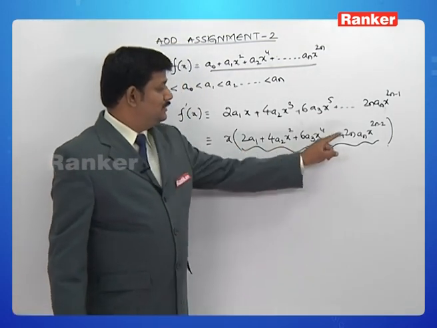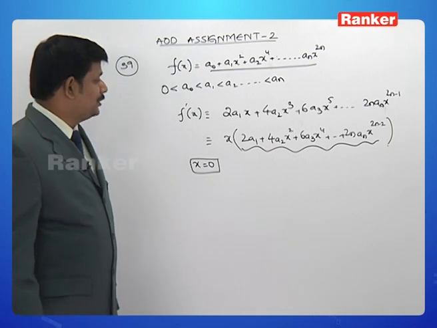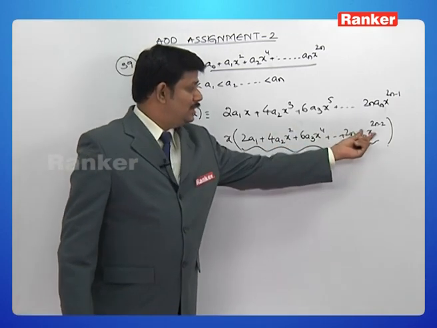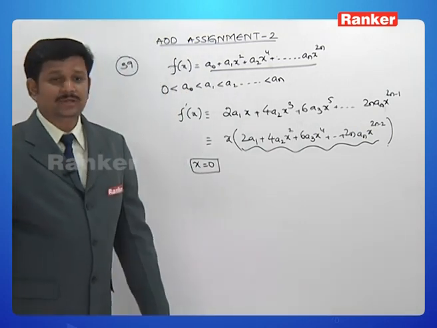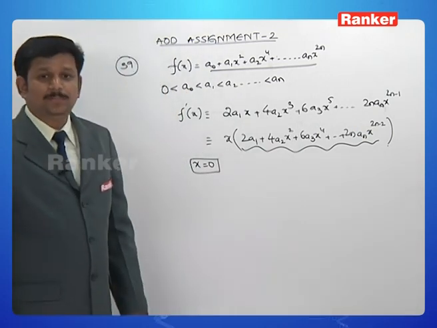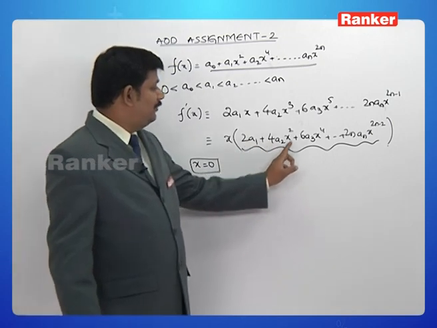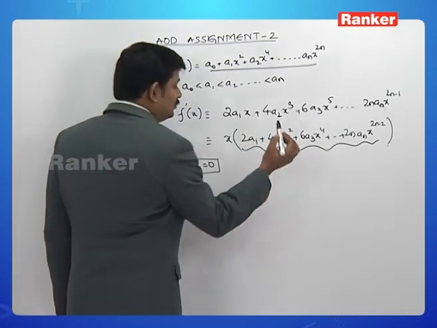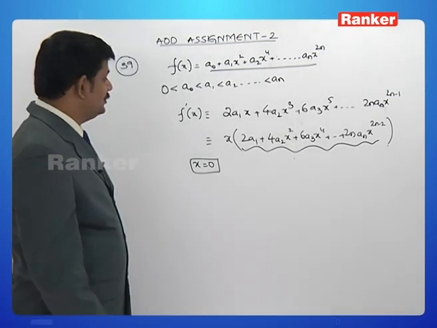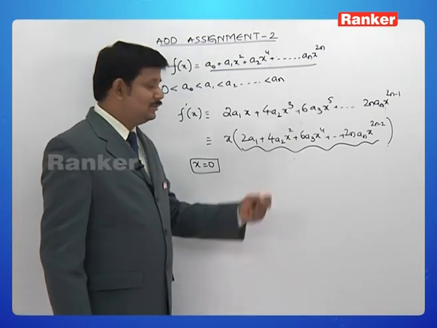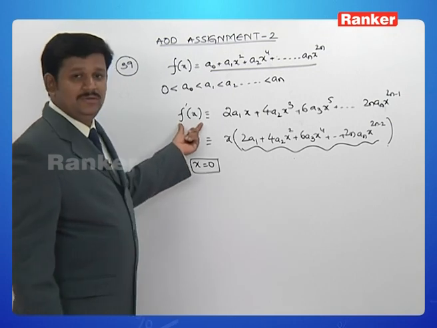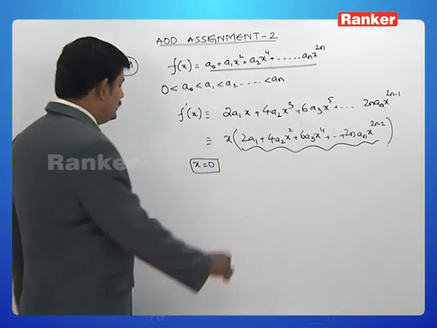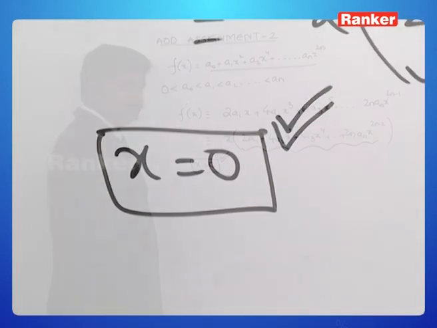a1, a2, a3 so on up to an are all positive numbers. x square, x power 4, so on up to x power 2n minus 2, even powers of x, are all positive numbers. So, the sum of all positive numbers can never be 0. So, the only point where f dash x is 0 is x equal to 0. So, there is only one critical point, x equal to 0.